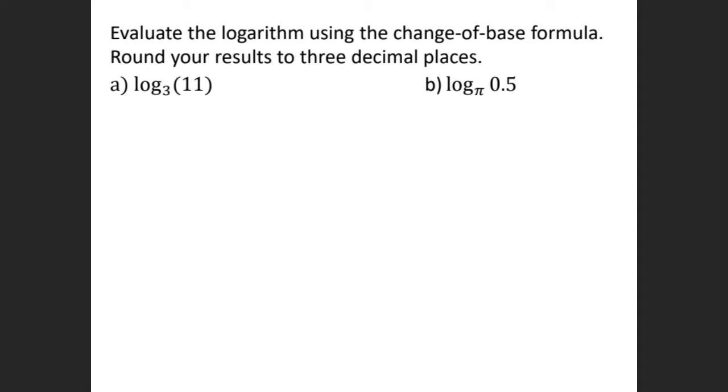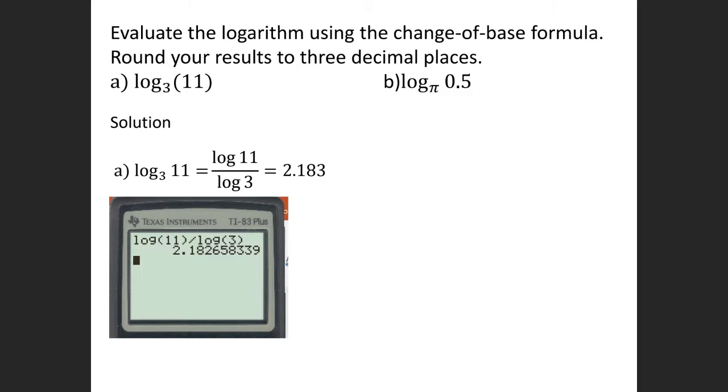I have log of base 3 of input 11. So if I want to use my calculator to solve A, the way I would do it would be the log of base 10 of 11 divided by the log of base 10 of 3. In computer and web design, they're not going to tell you to use a change of base formula. They're going to tell you to convert into a ratio, and what they're talking about is converting it into a fraction: the log of 11 divided by the log of 3. When I do that in my calculator, the answer is going to be 2.183, rounding to the thousandths place.